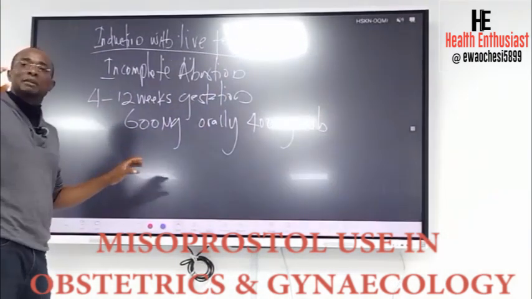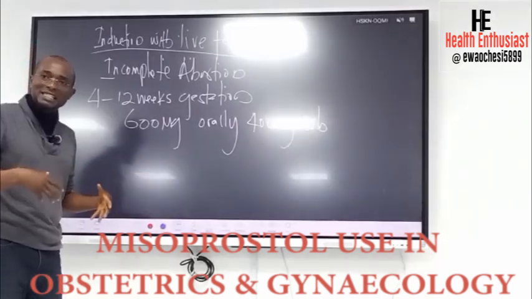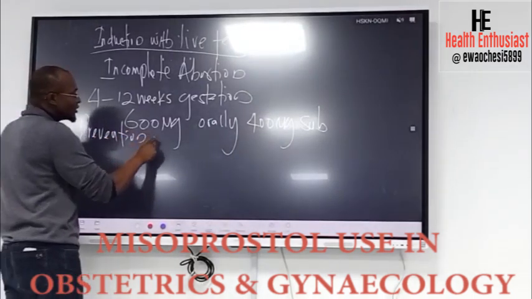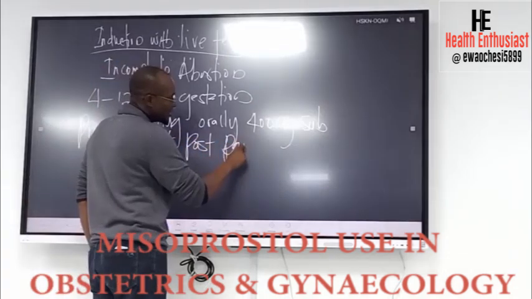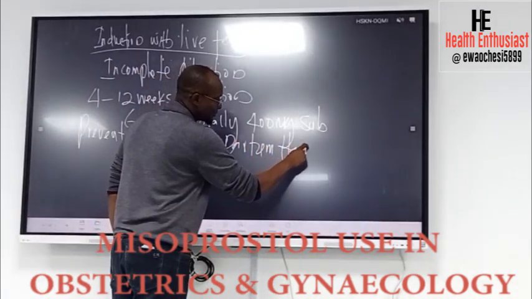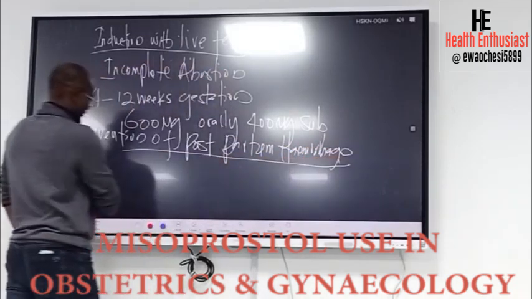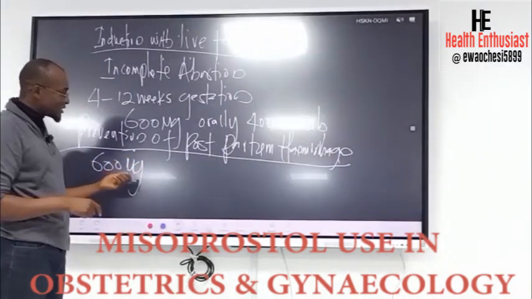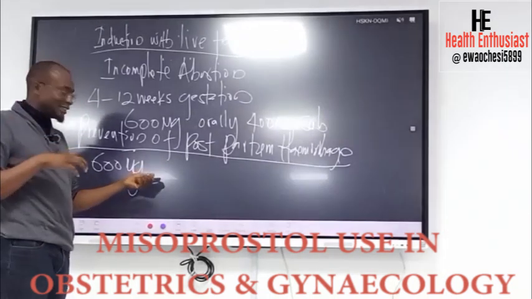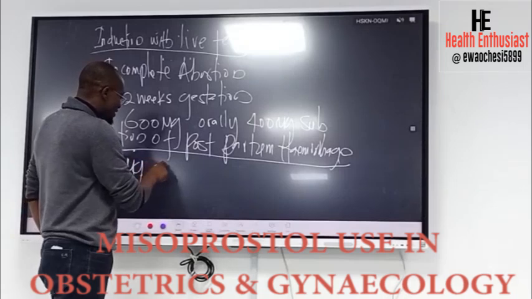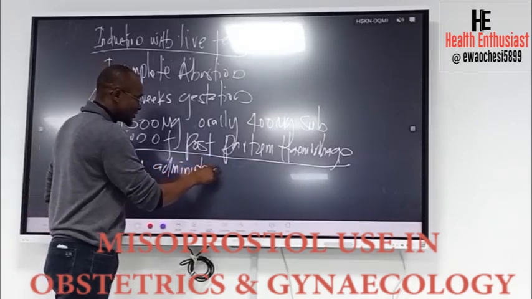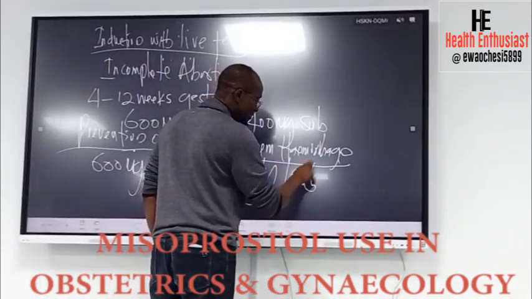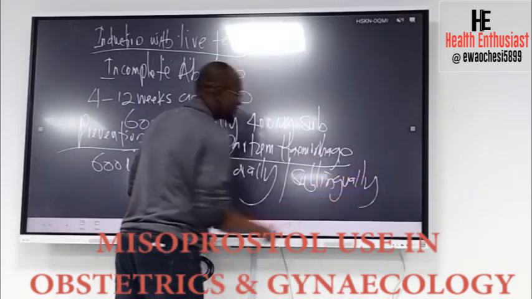Now, when we talk about prevention of postpartum hemorrhage, that is bleeding after birth, what we do is to administer 600 microgram orally, or sublingually. We use it orally or sublingually.